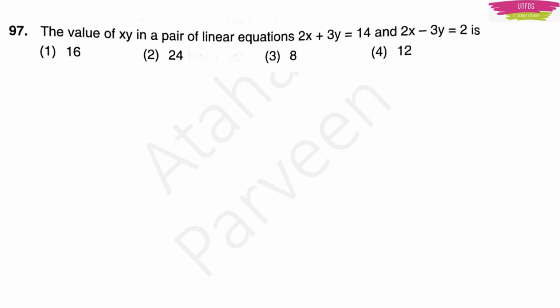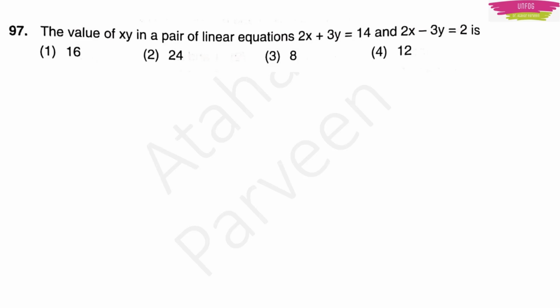Next, question number 97. The value of xy in a pair of linear equations 2x plus 3y is equal to 14 and 2x minus 3y is equal to 2 is. So you have to find the value of x and the value of y. Then you have to multiply x and y to get the answer for this question. Okay. This is a very easy question, but if you miss the point that you have to multiply x and y together to get the answer, then your answer will become wrong.